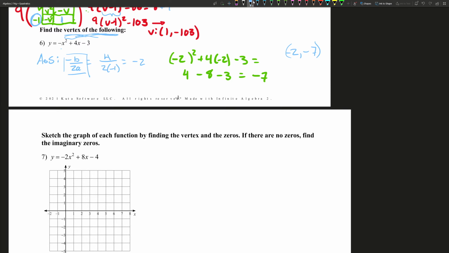Yes, it should be -4. So that changes things. It's negative b over 2a, so this b should be negative. So -4 over -2, which is just positive 2. So I did that wrong. Then we plug that back in. -2 squared plus 4 times 2 minus 3. So -4 plus 8 minus 3. So we just get 1. So our vertex is (2, 1).